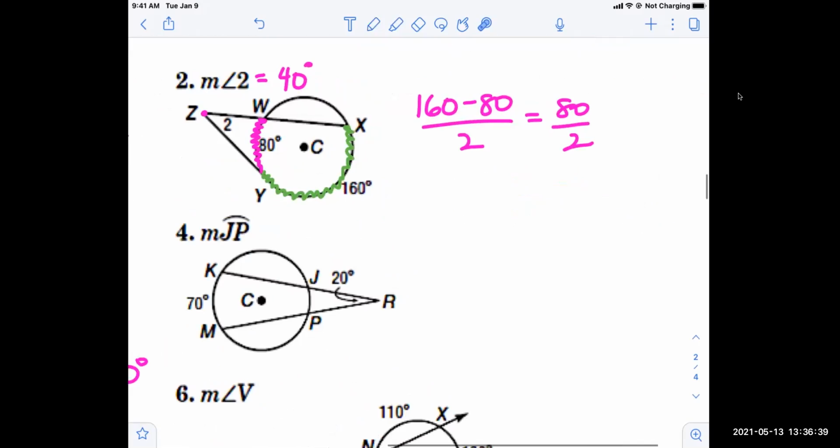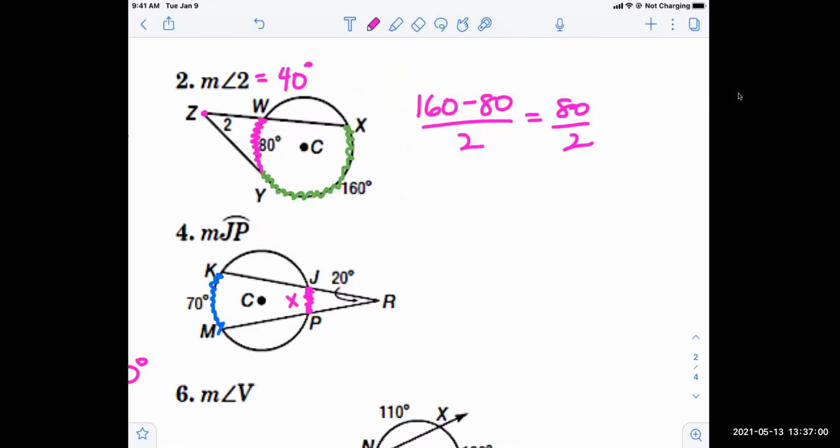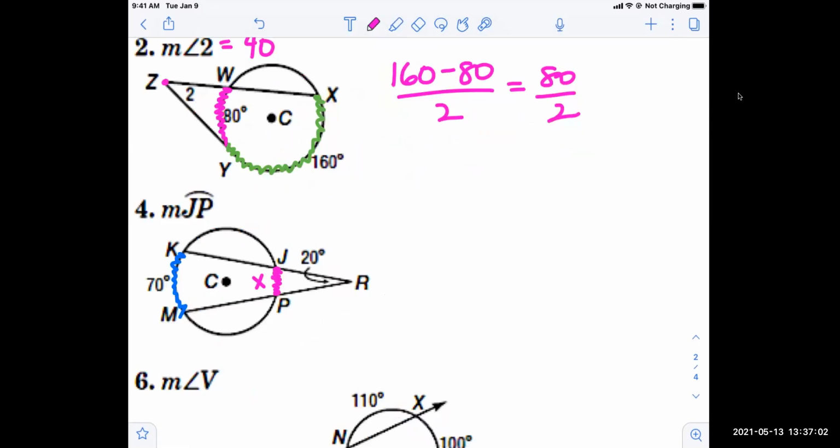Okay, arc JP. We don't know what arc JP is, so I'm just going to call that x. Sometimes those numbers are nice, simple, where you can guess and check, kind of figure it out in your head. Sometimes they're not. So I just want to make sure you know how to make an equation there. So again, I know you can guess and check, but if those aren't nice, simple numbers, there's expressions there, whatever, what's the equation going to be?